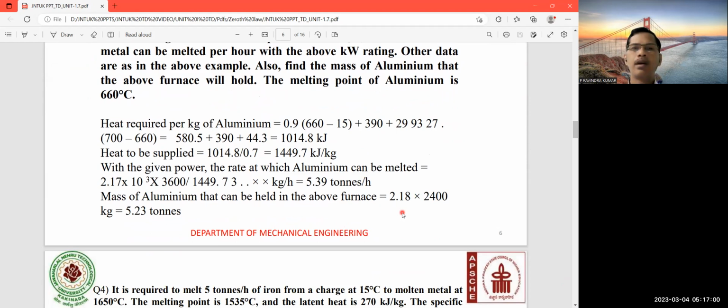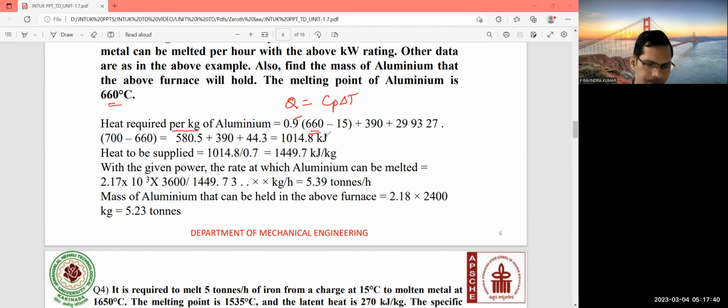So the heat required per kg of aluminum. You just observe, heat required per kg of aluminum. We all know that Q equals m Cp delta T, but here it is mentioned per kg, so that is Q per kg. Q equals Cp delta T. What is the specific heat? It is 0.9. The melting point of the aluminum is 660, so it has to start at 660.